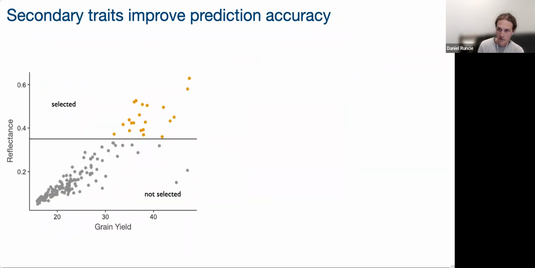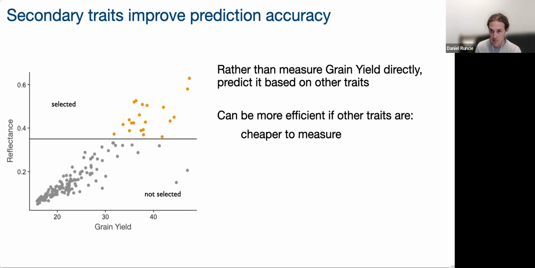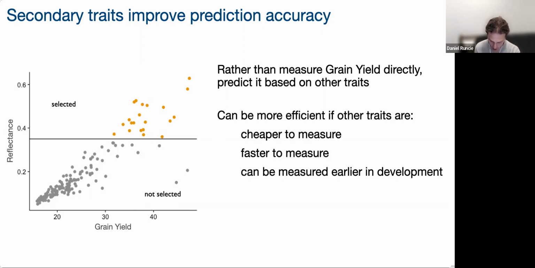For example, if reflectance data and grain yield were correlated like this, rather than measuring grain yield directly, we could predict it based on these other traits. This would be efficient if the reflectance data or other secondary trait data were cheaper to measure, faster to measure, or could be measured earlier in development than the target trait itself.